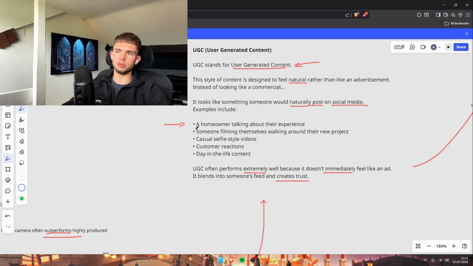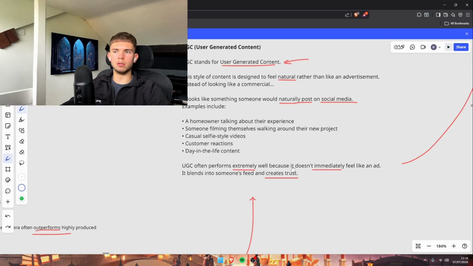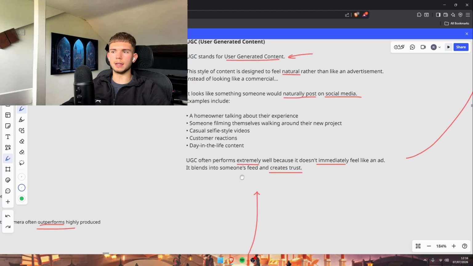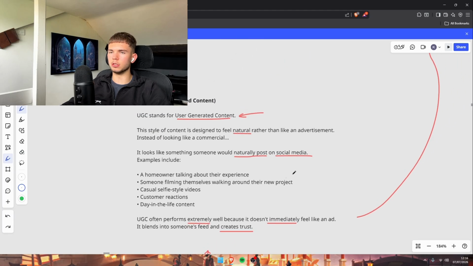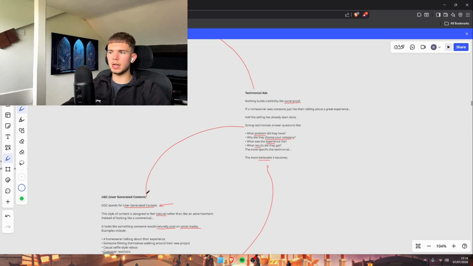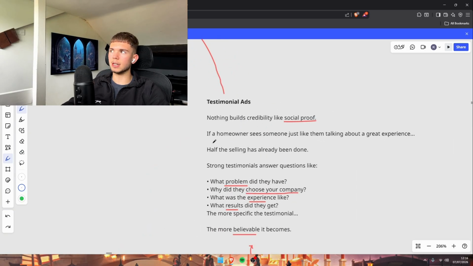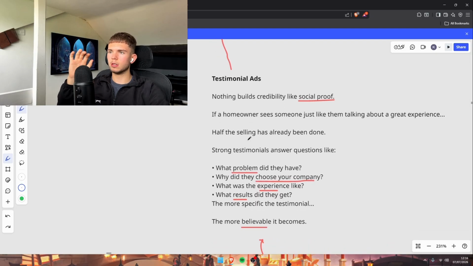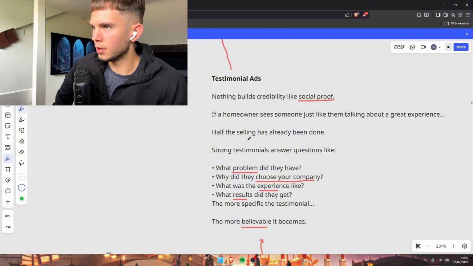So some examples include a homeowner talking about their experience, someone filming themselves walking around their new project, casual selfie style videos, customer reactions, day in the life content. Okay? UGC often outperforms extremely well because it doesn't immediately feel like an ad, it blends into someone's feed and creates trust. We've got testimonial ads, which are kind of similar to UGC, but it's an actual customer now. Okay, UGC is you've paid someone to record a video for you.